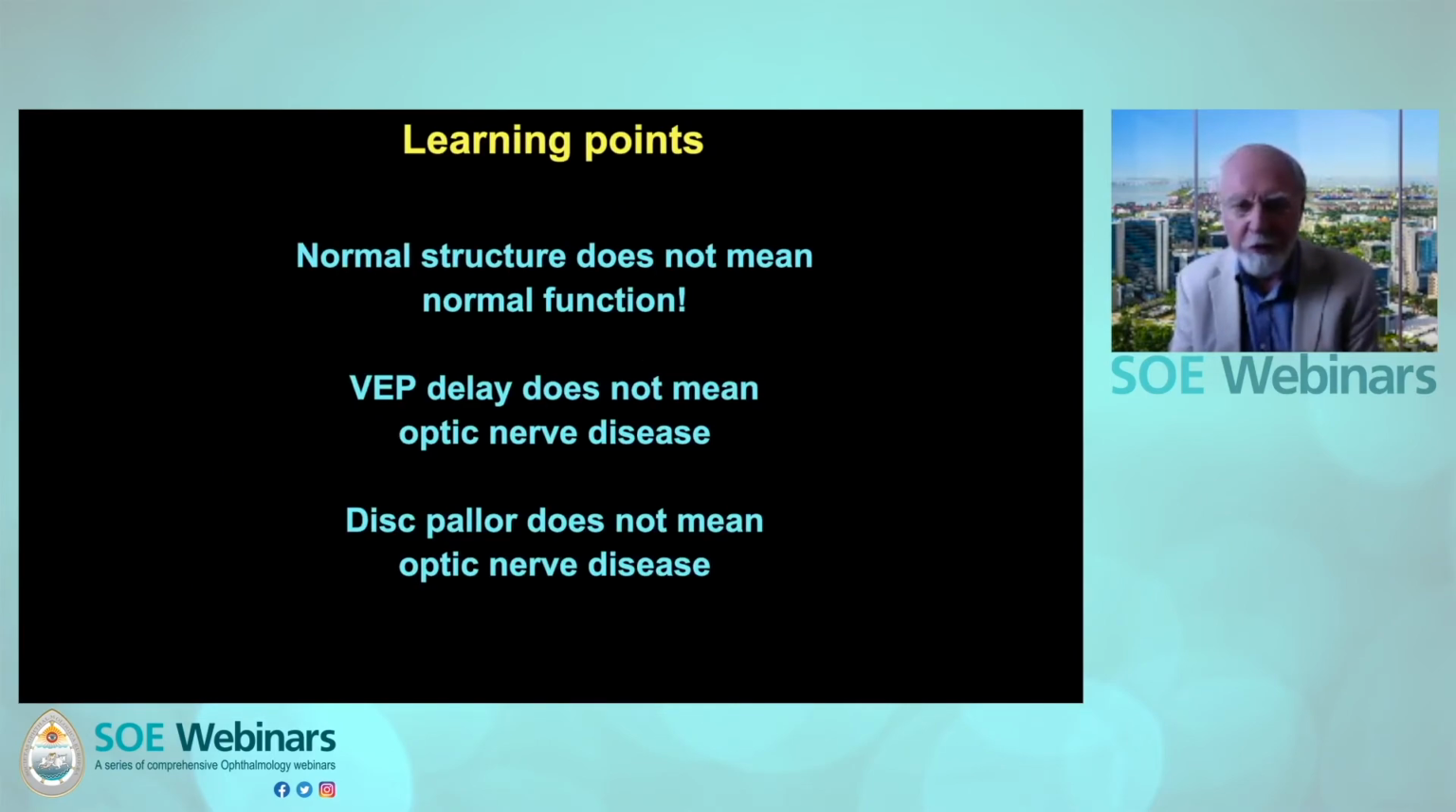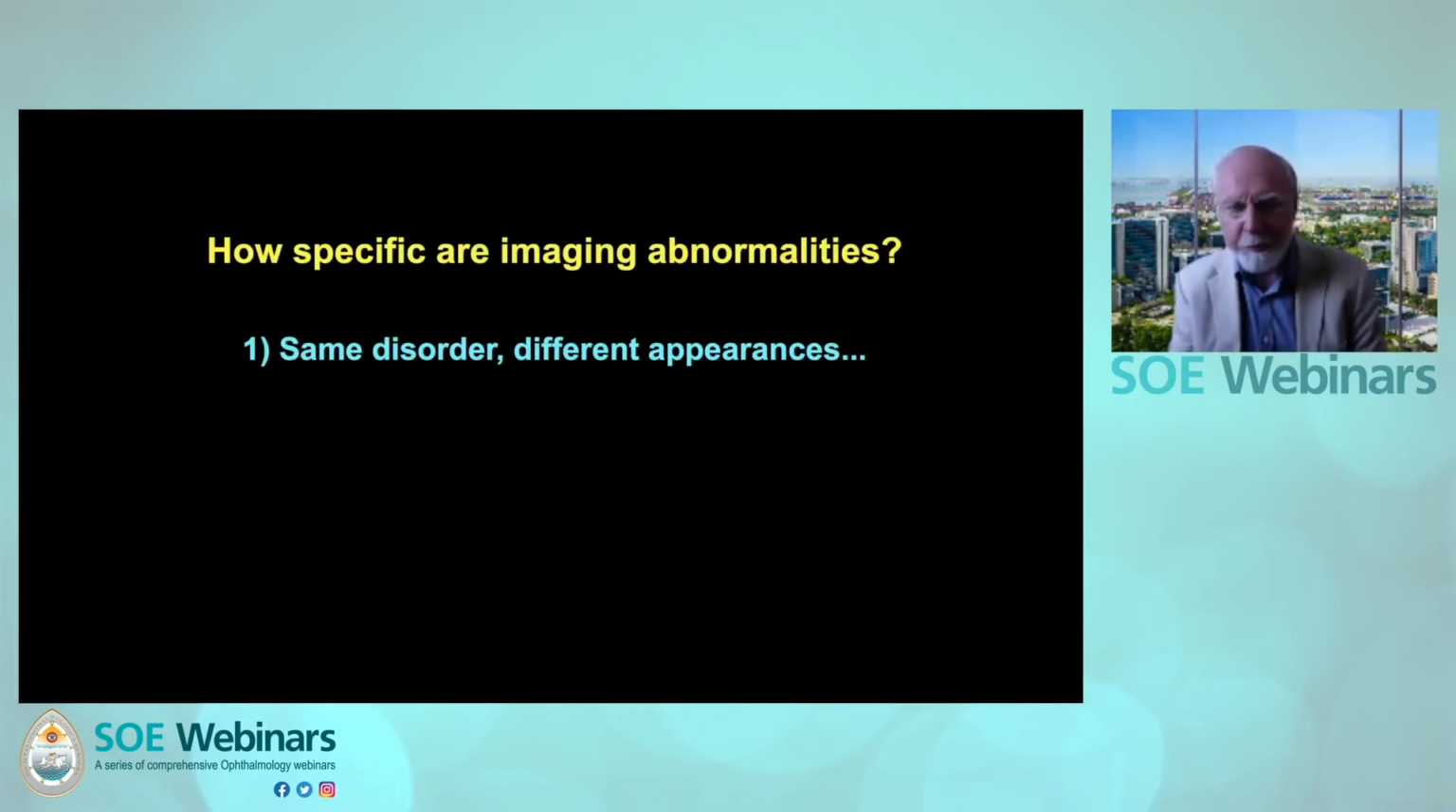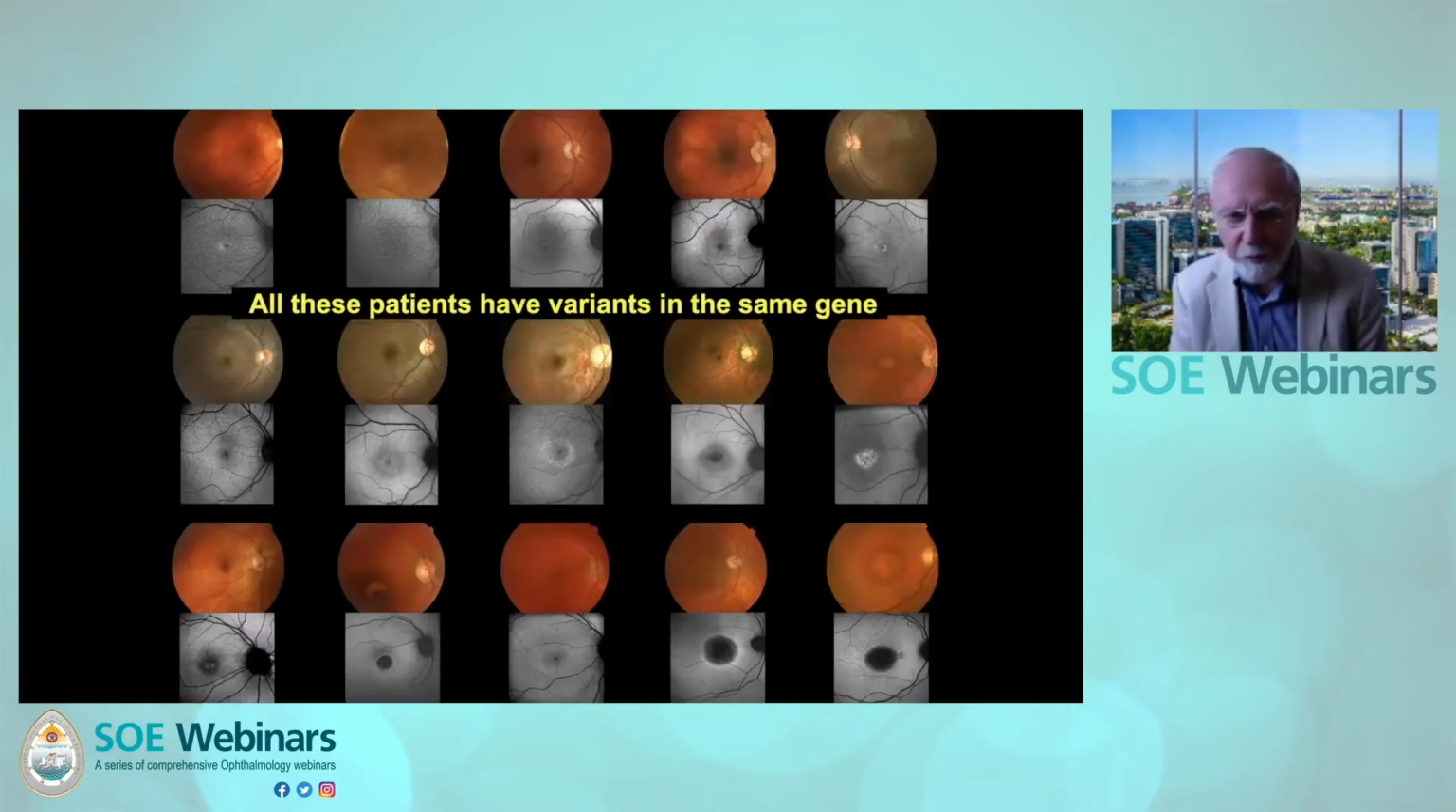So the learning points from these cases are that normal structure does not mean normal function. A VEP delay does not mean optic nerve disease, and disc pallor does not mean optic nerve disease. So what about specificity of imaging? You can have the same disorder with different appearances. All of these patients have variants in the same gene.